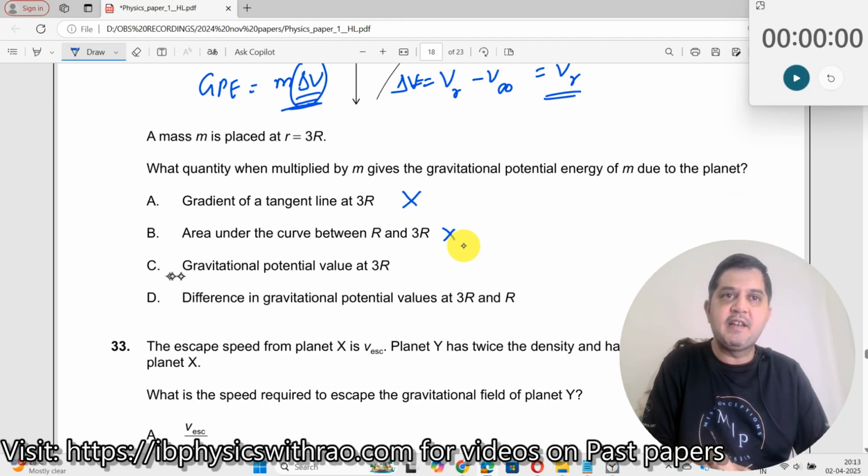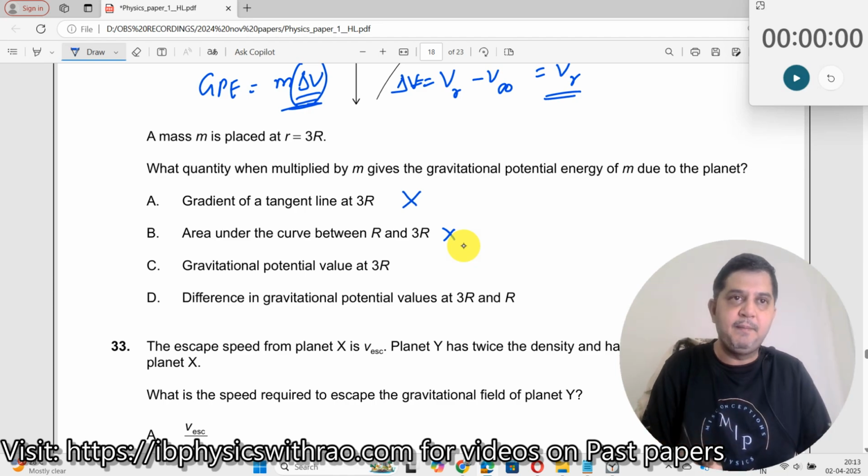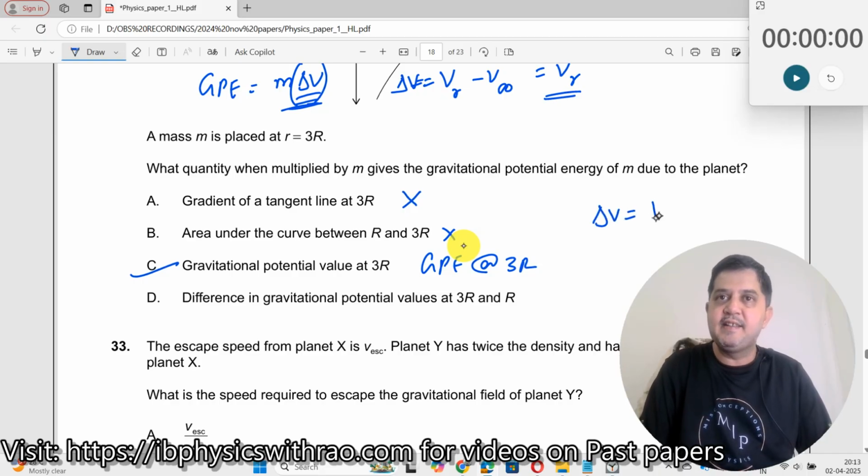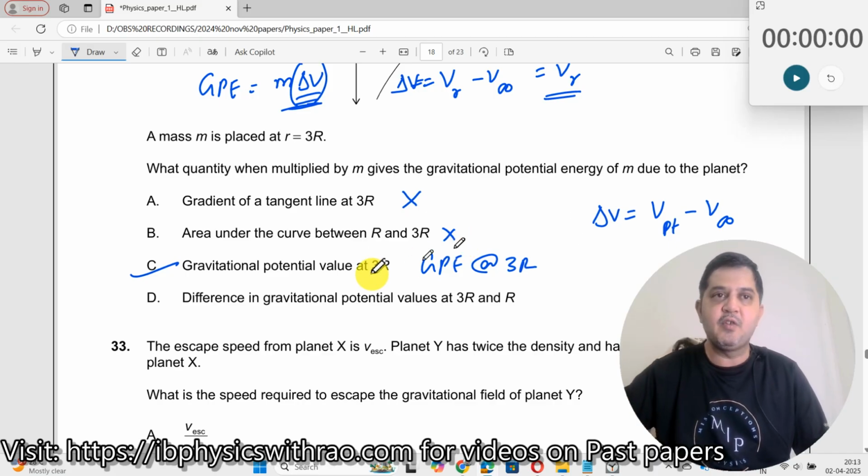So if you find the gravitational potential value at 3r and multiply that by small m, that will give you the gravitational potential energy. Remember, your delta v is always calculated as v at that point minus v at infinity, and GPE is always calculated as m times delta v. Let us move on to the next one.